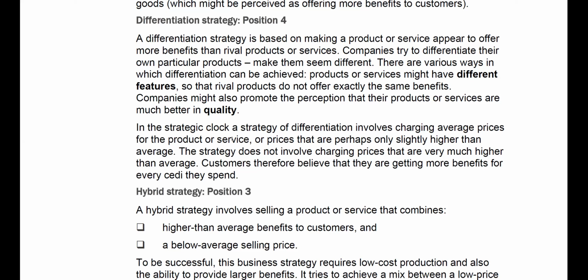Example of differentiation strategy. I hope that makes sense. So for every cedi you spend, you are anticipating more benefits than what a regular person is going to get. Understood? So when it comes to a hybrid, the benefit is higher than average, but it has a below average selling price. But when it comes to differentiation, the price will be a little above the average. So that's the difference, with higher benefits.